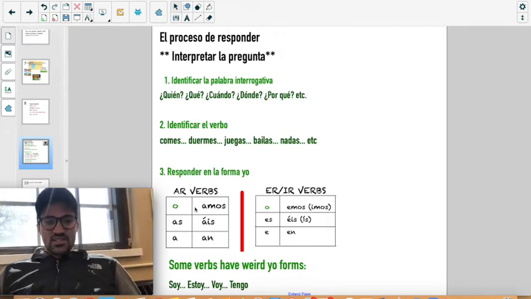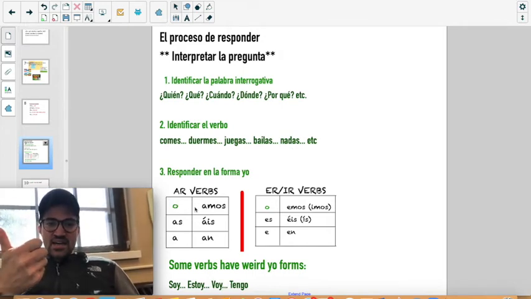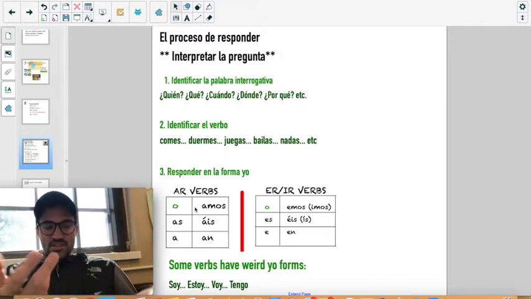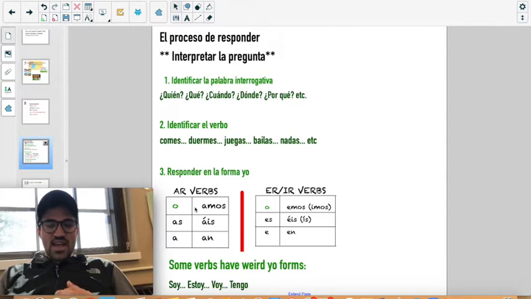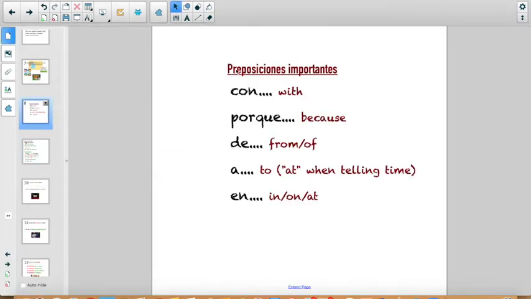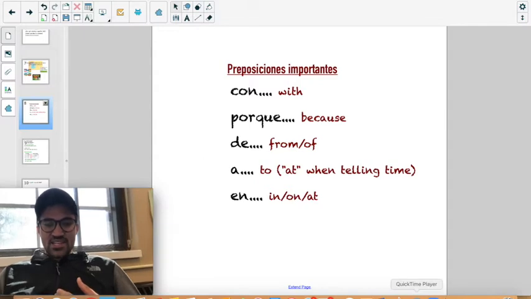See? So identify the interrogative word to figure out what the question is asking. Identify the verb, again, to figure out what the question is asking. Respond in the yo form by basically putting an O on the end of the verb and then match it with one of these prepositions and respond specifically to the question that you're being asked. Do not be like the zombie kid.